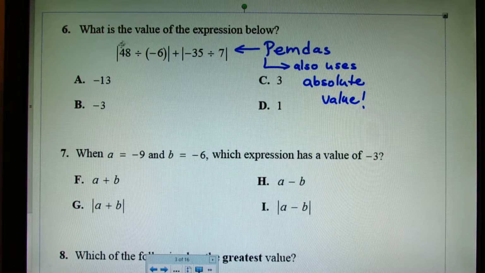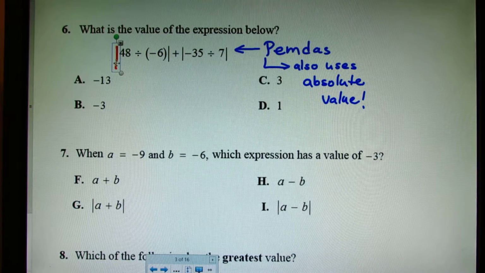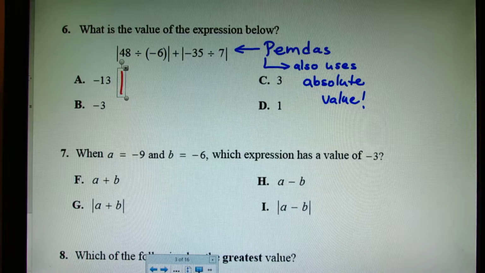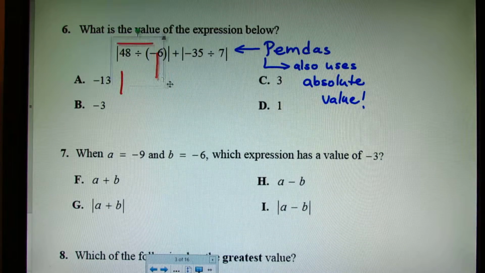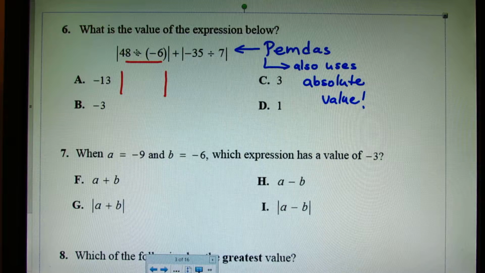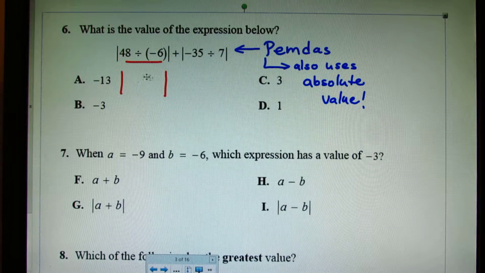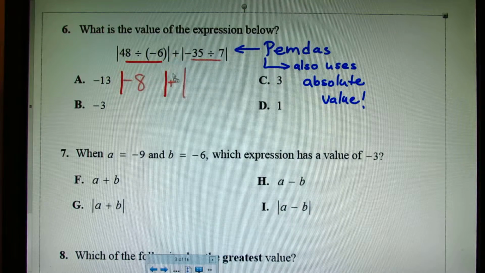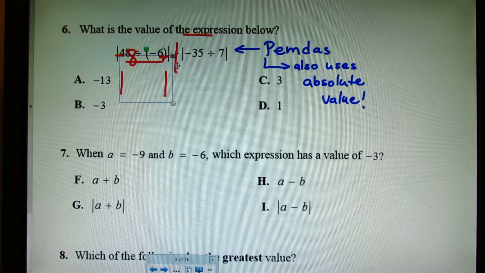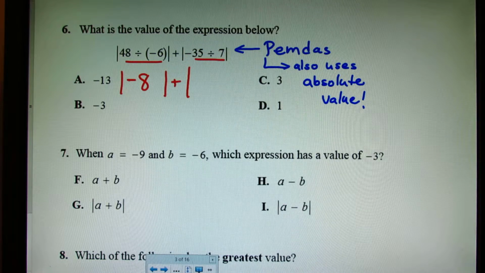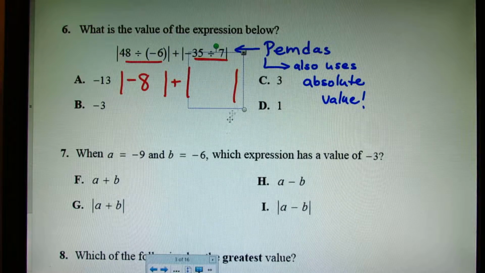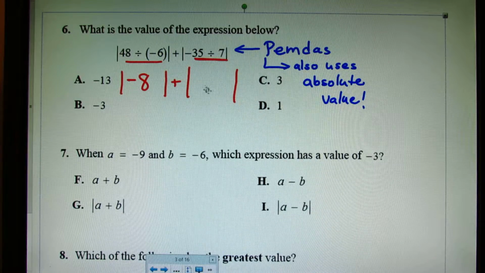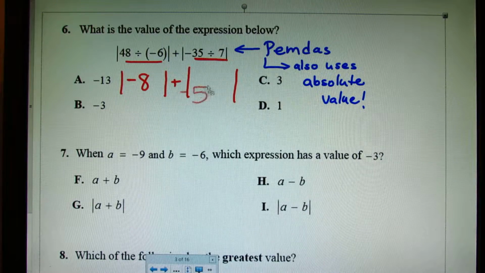So the first thing I'm going to do is what is inside these absolute values. I want to do 48 divided by negative 6, and the answer is going to go in these absolute value bars. Well, that's negative 8. And now I also have to do negative 35 divided by 7 and put that answer in these absolute value bars. That's negative 5.